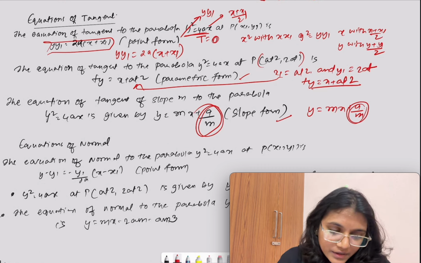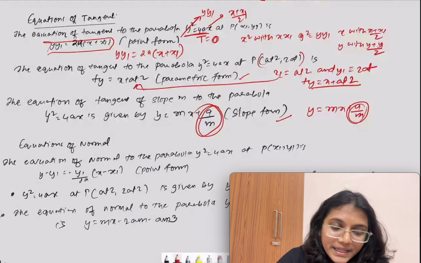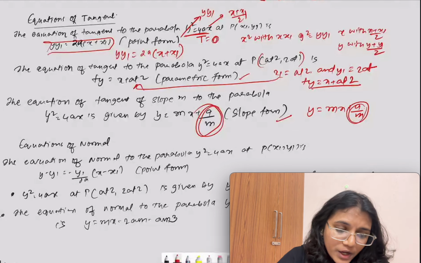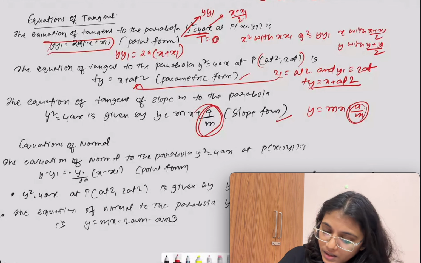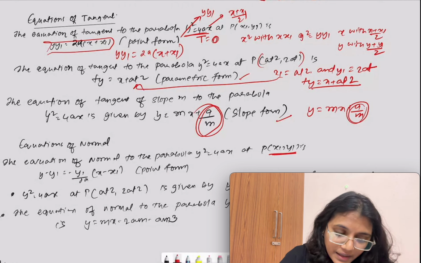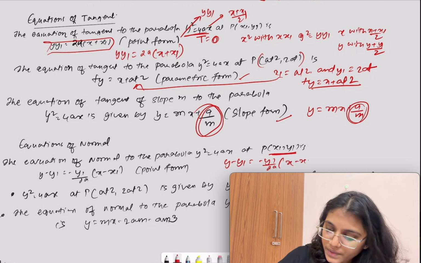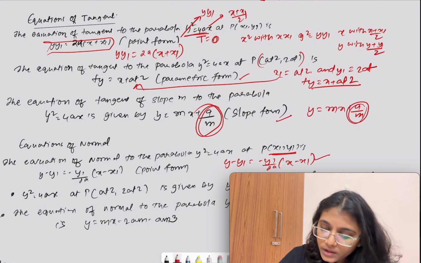From this we will get the slope of the tangent, and negative reciprocal will give us the slope of the normal. And now we already have the point as x1 comma y1, then we have to substitute them in that equation. Then we'll get the equation as y minus y1 is equal to minus y1 by 2a into x minus x1. This will be the point form of a normal.